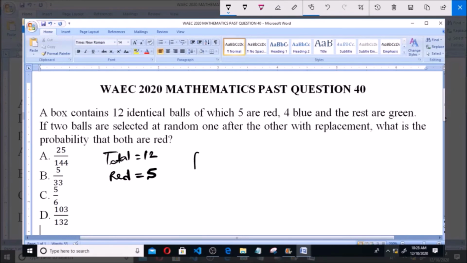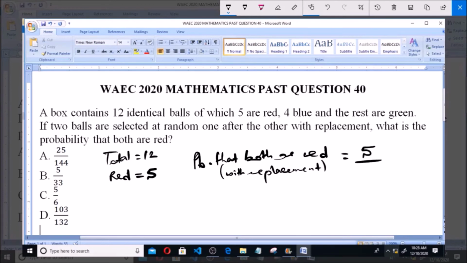Now, the probability that both are red with replacement, don't forget, with replacement, is equal to 5, which is the number of red balls, over 12, multiplied by, since it's a replacement, it's still 5 over 12, and that is equal to 25 all over 144, and that is option A, 25 over 144.